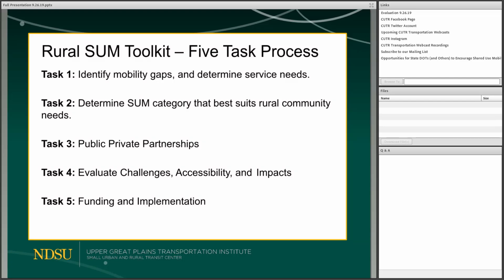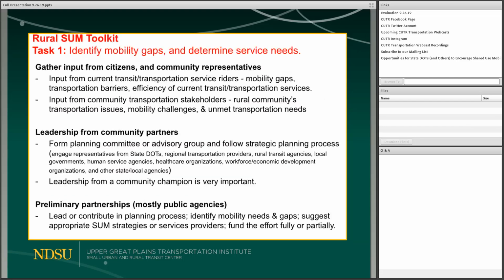Task 3 is based on the identified shared use mobility category. We identify private partners who are shared use mobility providers that could provide the intended transportation options in the rural community. Task 4 will look at challenges, accessibility, and impacts. And task 5, which is also important, is funding and implementation for any of these implementations that are identified. Let's look at each of these tasks quickly.